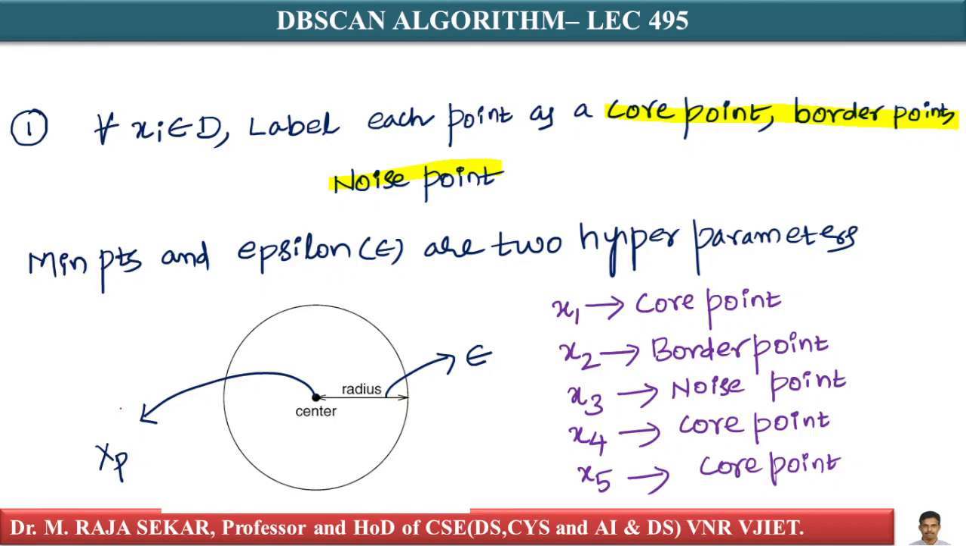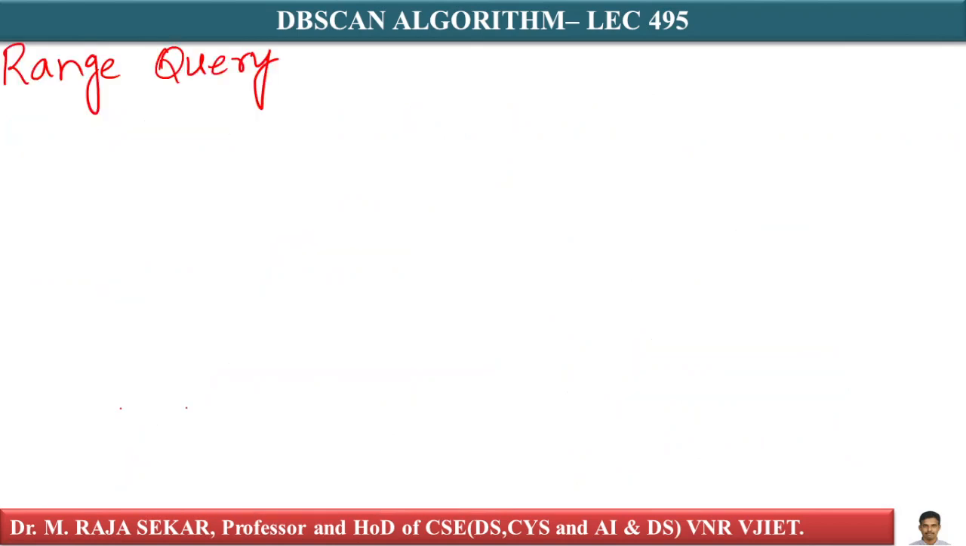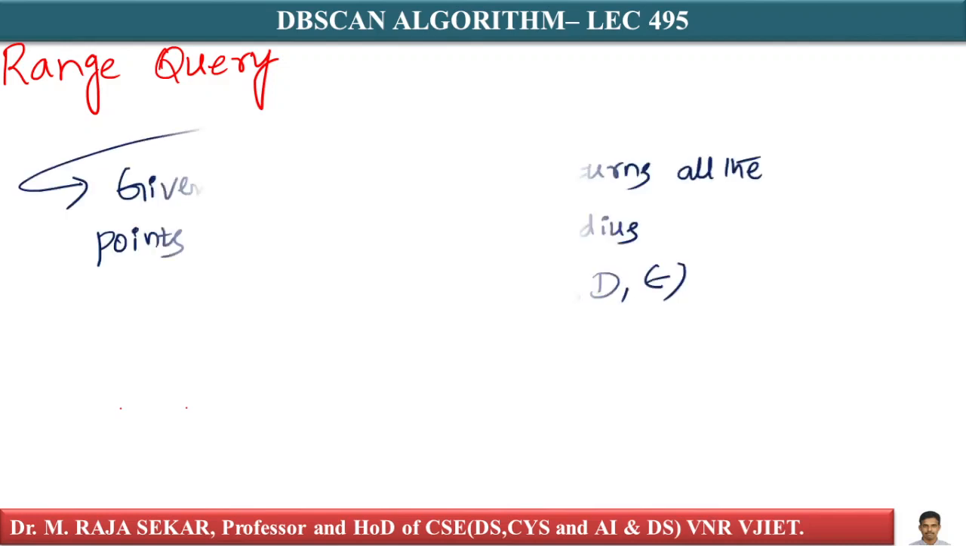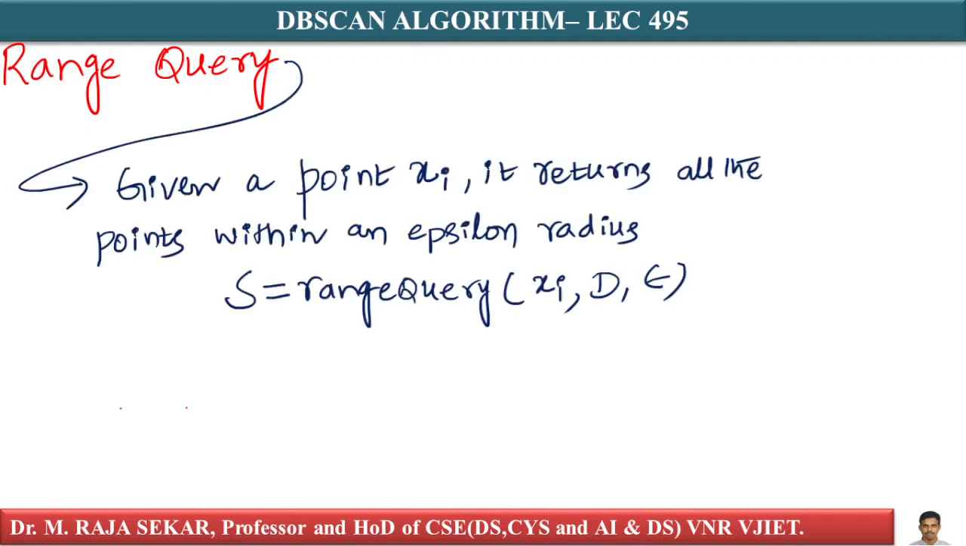You need to label each point. So you need to do something called a range query, isn't it? What is the range query? Range query basically does this. Given a point xi, it returns all the points within an epsilon radius.